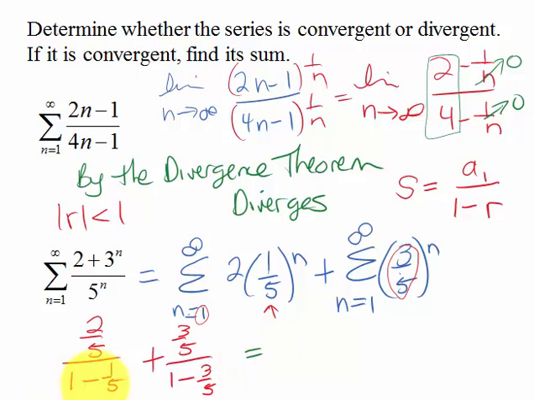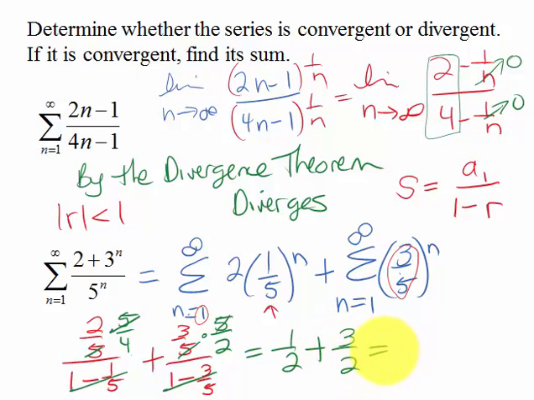This denominator is 1 minus 1/5, which is 4/5, so we could flip it over and have 5/4, and then the 5's would cancel, so it looks like that would be 1/2. Plus, here we have in the denominator 1 minus 3/5, which is 2/5, so we could flip it over and have 5/2, and then the 5's would cancel, and so this would be 3/2. Then summing those together, 1/2 plus 3/2 is 4/2, which is 2. So this is a convergent geometric series and it converges to 2.